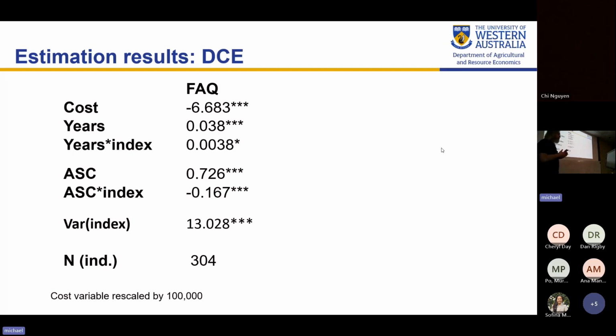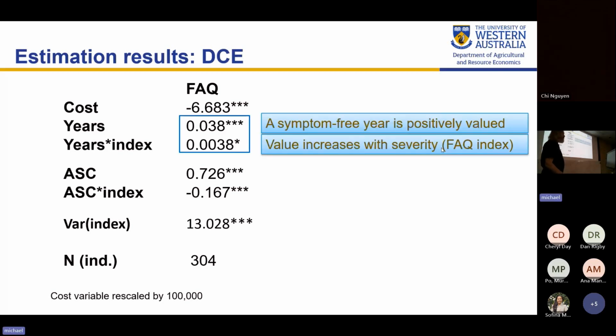What do we get out of this? Well, this is just the results for, I'm going to go through all three, but this is the one for the allergies. So cost is negative, always a good thing. First thing you want to check for. Actually, these people did respond that if we asked them for higher prices, they were less likely to sign up. That's good. Remember, years is numbers of years free of the condition, so we'd like that to be positive.